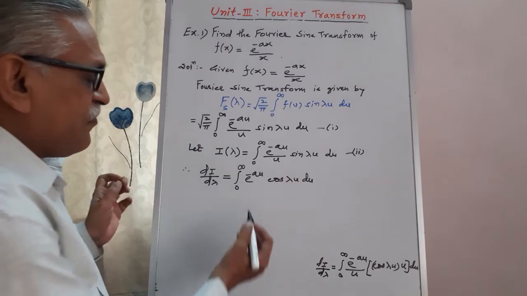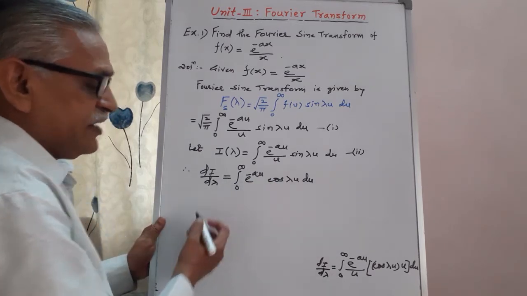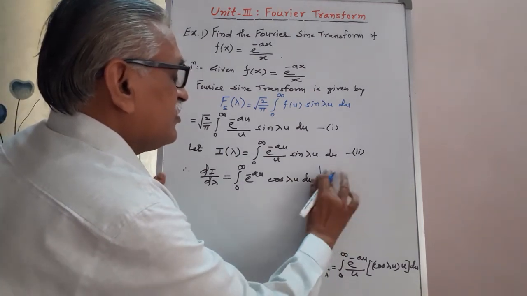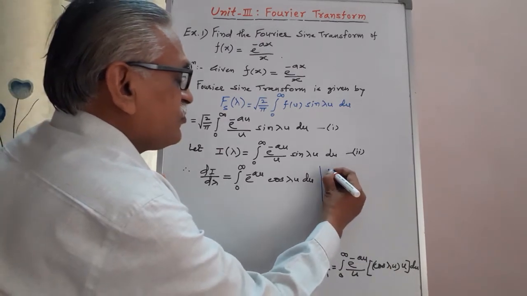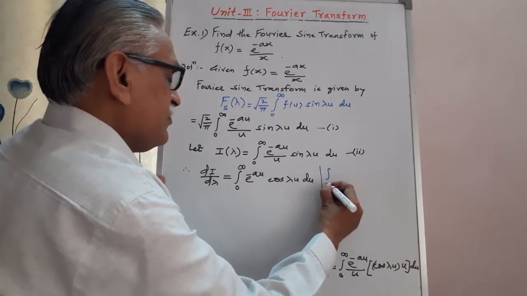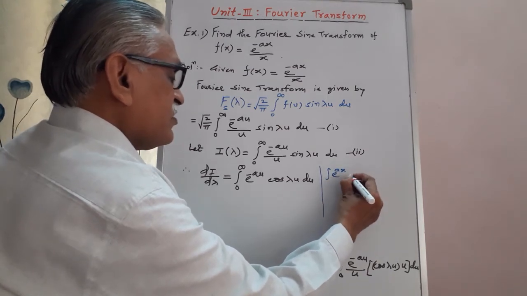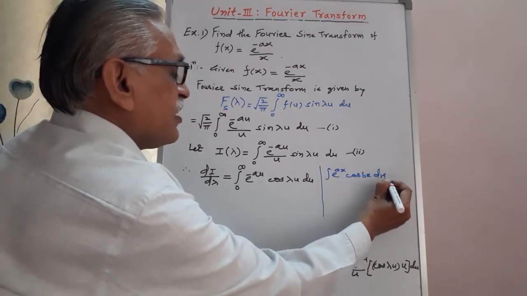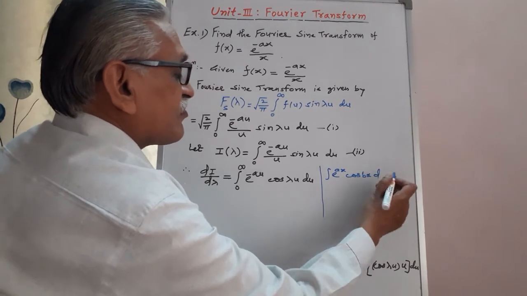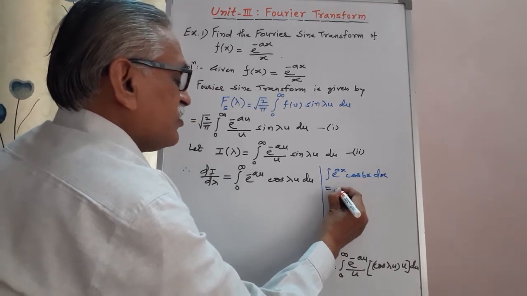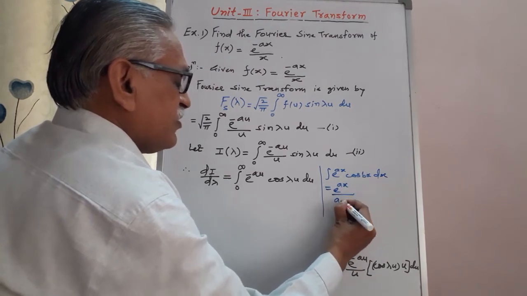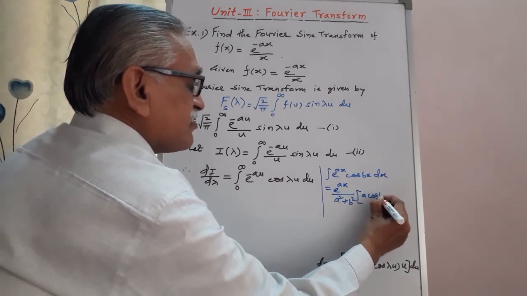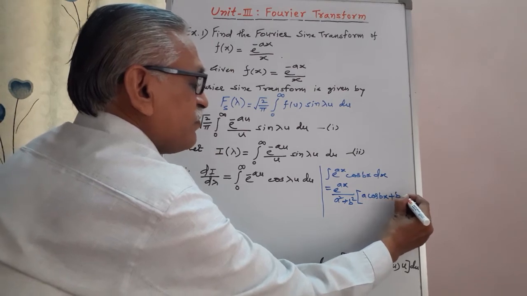Again it is in the standard form of integration, e raised to ax cos of bx dx, therefore applying that result, as we have used this in almost all the problems, we know that the integration of e raised to ax cos of bx with respect to x is equal to e raised to ax divided by a square plus b square, multiplied by a cos bx plus b sine of bx.